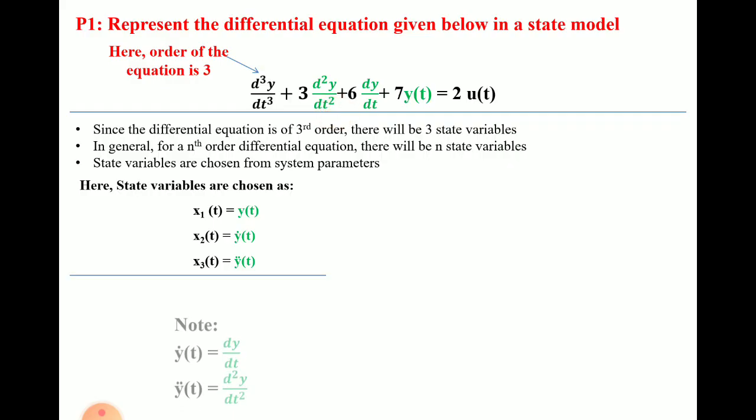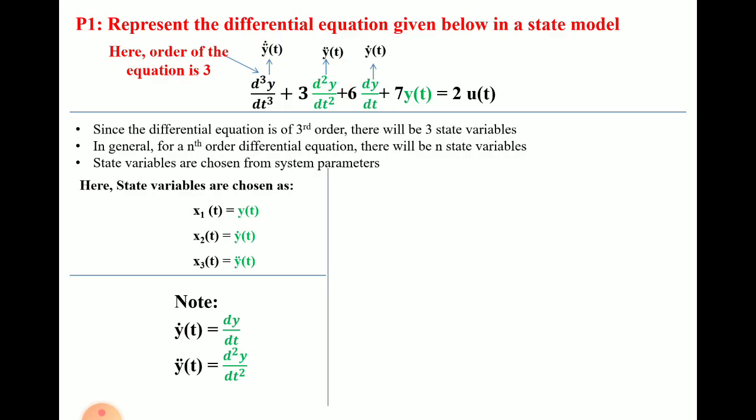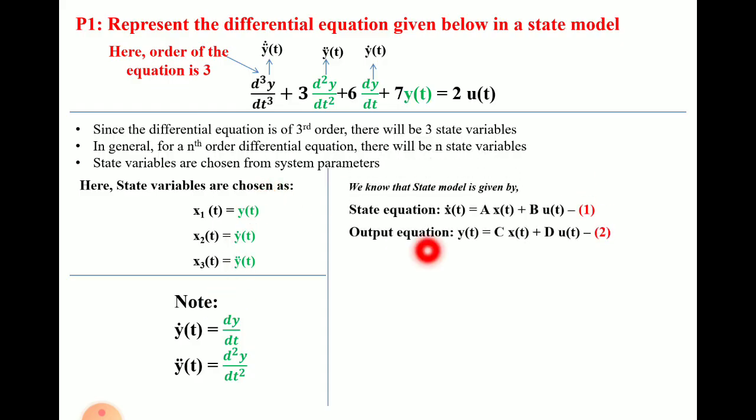Now again, you can see here dy by dt is y dot of t, d square y by dt square is y double dot of t, and again d cube y by dt cube is, yeah, you guessed it right, it is y triple dot of t. Now, with this preliminary information, we will develop the state model. We know that state model is a combination of two equations, state equation and output equation. Now, in order to develop the state model, we have to find x dot of t and y of t.